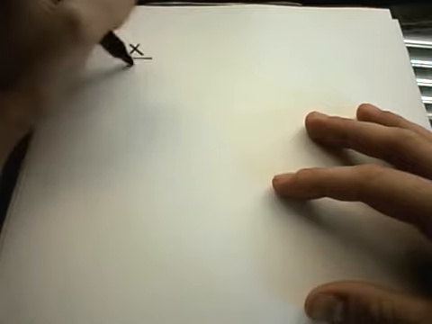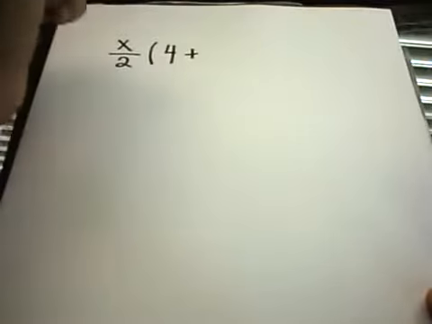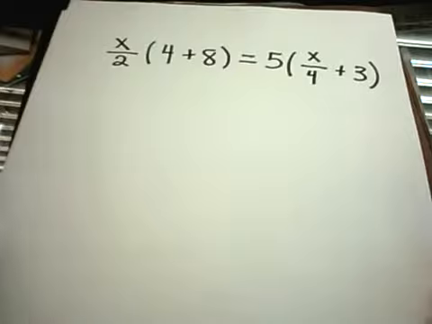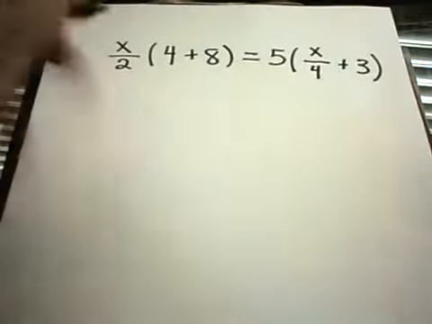Suppose I have x divided by 2 times 4 plus, I want to be a little careful here to make sure our equations stay linear, 4 plus 8 equals 5 times, let's make it x over 4 plus 3. Okay, so again, I've got a linear equation.